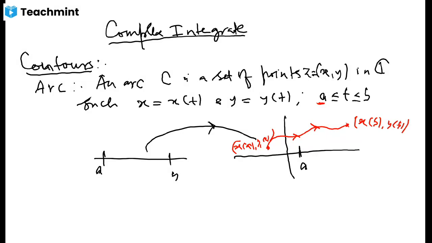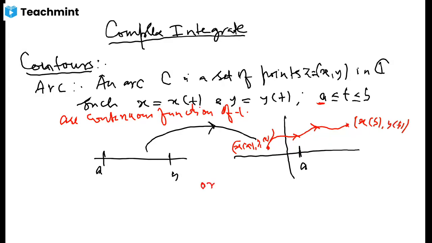I must complete it this way, that an arc C is a set of points in C such that x equals x of t and y equals y of t are continuous functions of t. So this way, this is an arc. Now we will define some types of this arc. But let's look at another way of defining this arc.